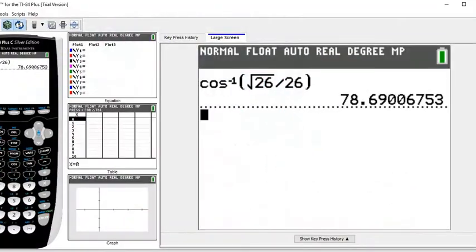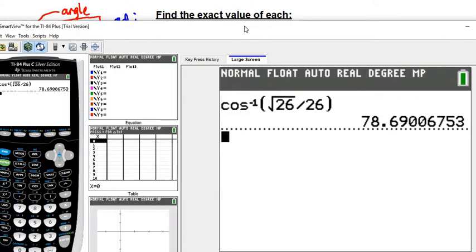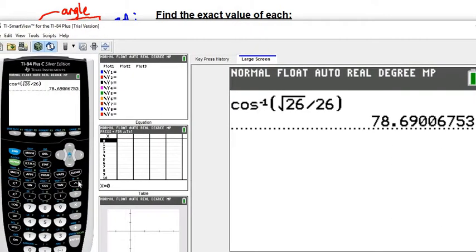So here's how you can do it. See how we started out with inverse cosine of that? Put that in and find what angle that is, and it turns out to be a 78-degree angle. And then take the tangent of that angle.